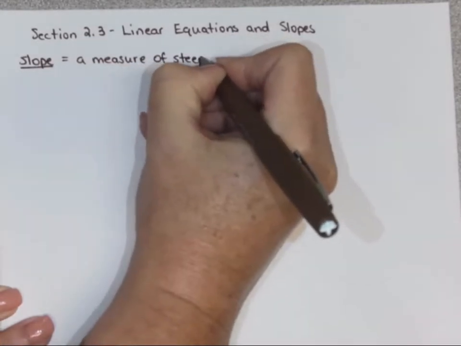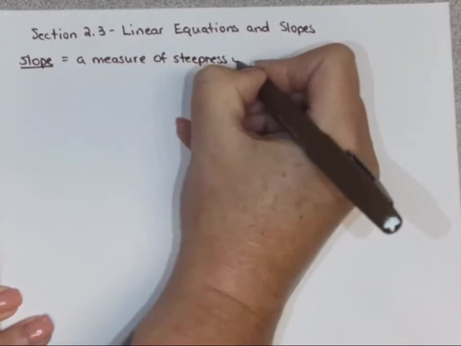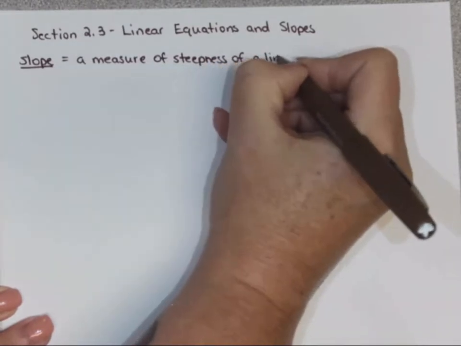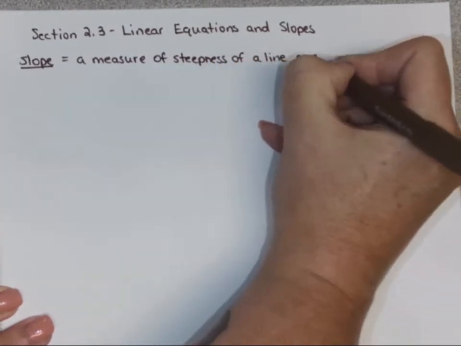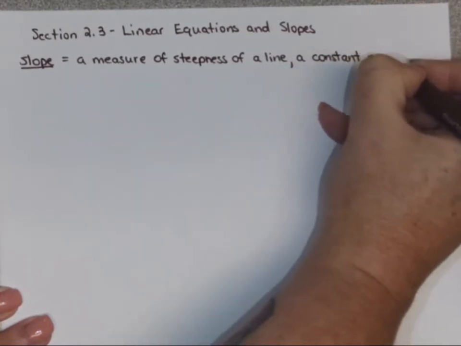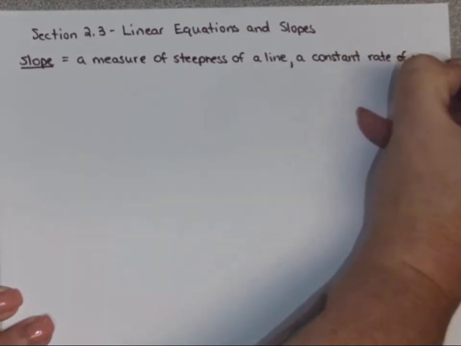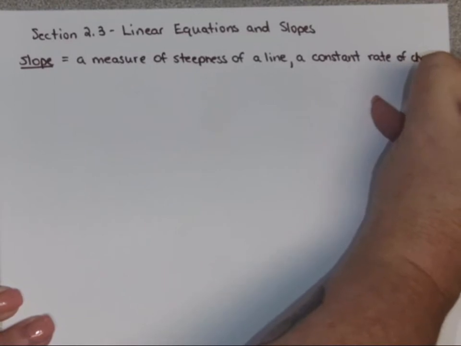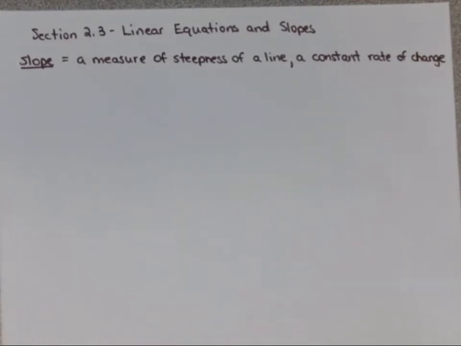And I do want you to understand that that's essentially what it is. In other words, the larger the number, the steeper the line it's discussing. Another way to say it is it's a constant rate of change. It is trying to tell you how rapidly or quickly things are changing. So a large slope means things are changing quickly. A really small slope means things are changing, but not so fast.